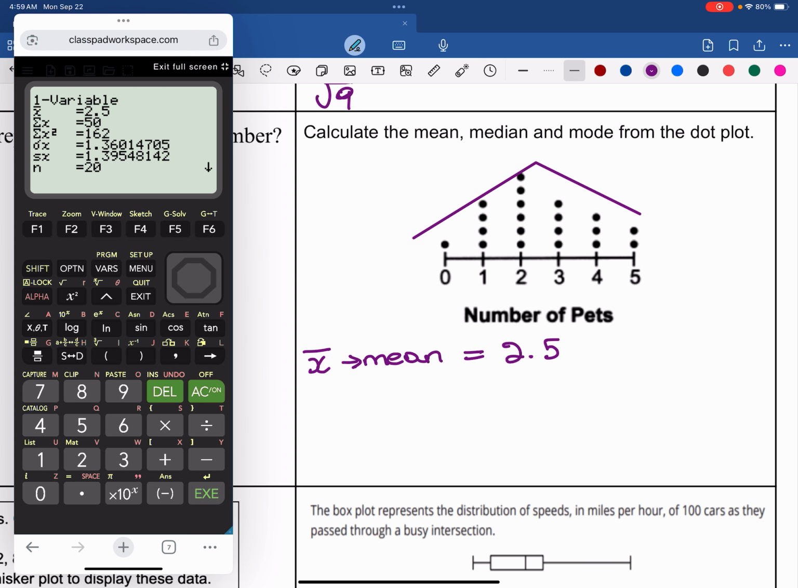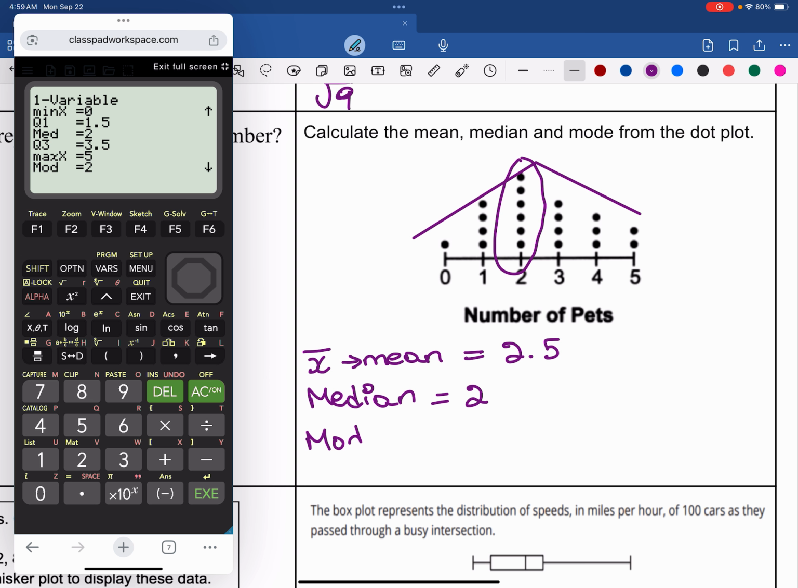Then we're looking for our median, so you scroll down on your calculator. MED is your median, which is just 2. And lastly, our mode is the number that's most repeated, or the value that has the most dots. So notice that 2 has the most dots, so our mode is 2. And that's it.